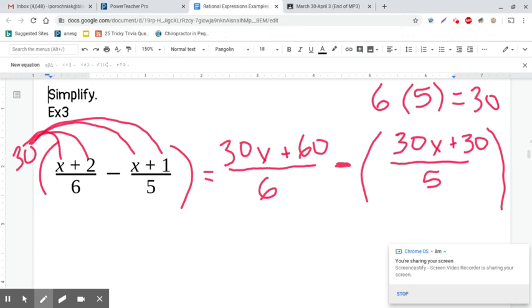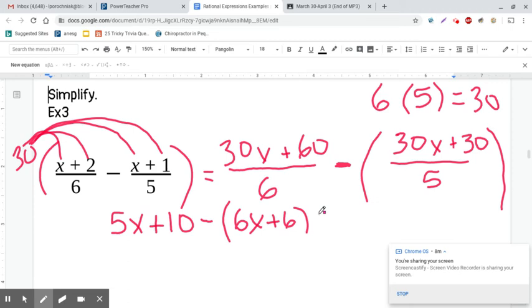We get 30x divided by 6, which gives us 5x. 60 divided by 6 gives us 10. Then I'm going to put my minus parentheses. 30x divided by 5 is 6x. And 30 divided by 5, again, is just 6 this time. All right. So, guys, we're subtracting the 6x and the 6.